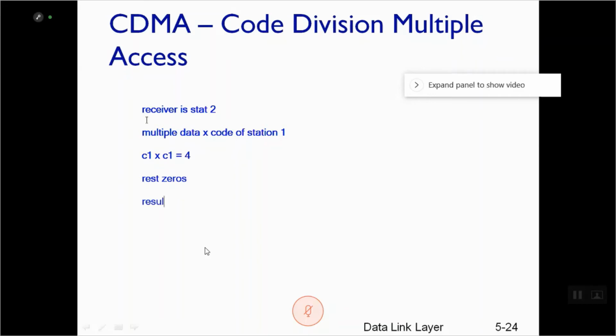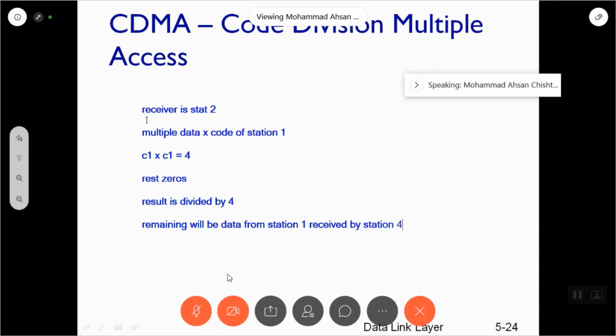And then the result is divided by 4, that is the number of stations that we have, and thus we will get the data. Remaining would be data from station 1 received by station 4. I hope this is clear. I hope for those who had doubt with CDMA, this example would have cleared the doubt. Everybody?